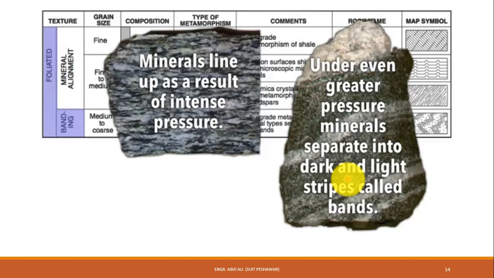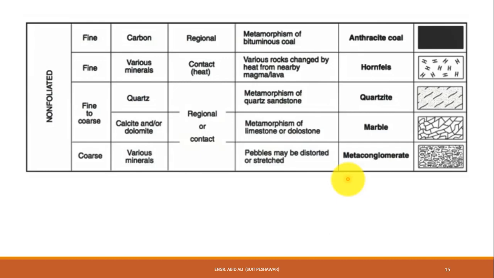But we also have non-foliated metamorphic rocks which are caused by pressure, like anthracite coal. Remember, regional metamorphism is from pressure. We will take a look at that in some moment. These, however, are caused more by heat, something called contact metamorphism.